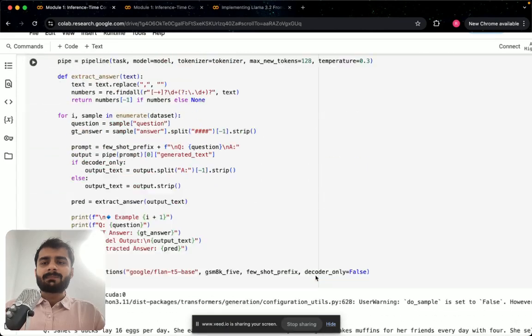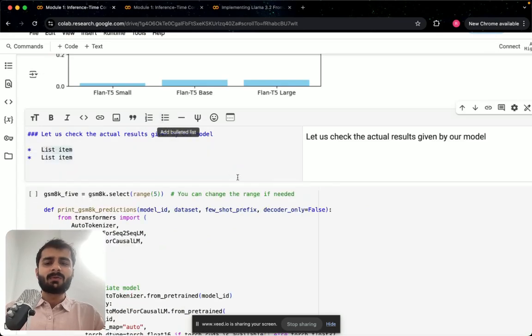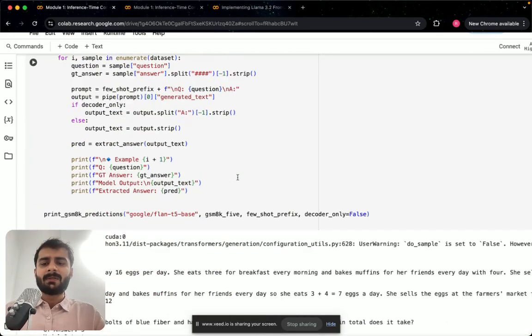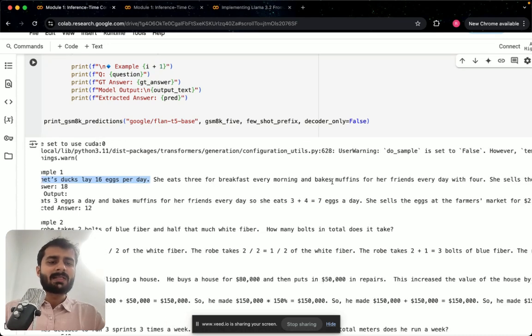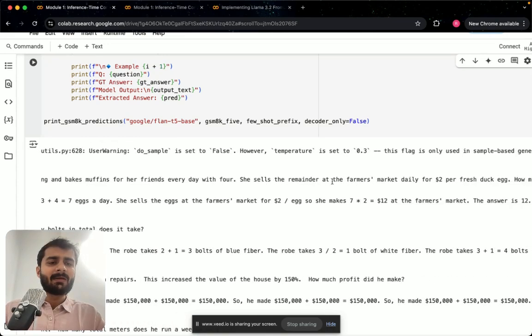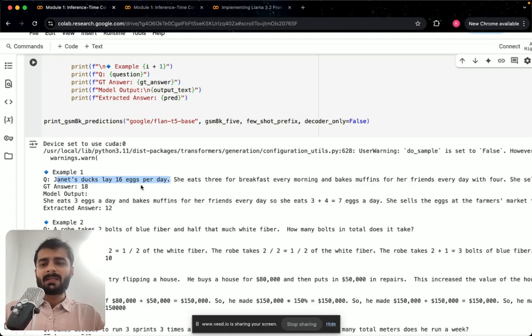Firstly, let's try to see the actual results which are given by our model to get some understanding. The first question is: Janet's ducks lay 16 eggs per day. She eats three for breakfast every morning and bakes muffins for her friends every day with four. She sells the remainder for $2 per egg. How many dollars does she make? And the correct answer is 18, but our model gives 12.